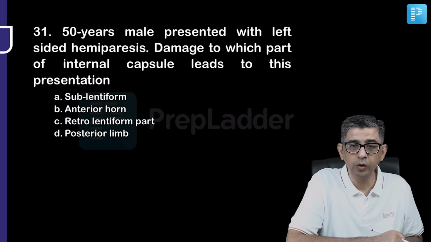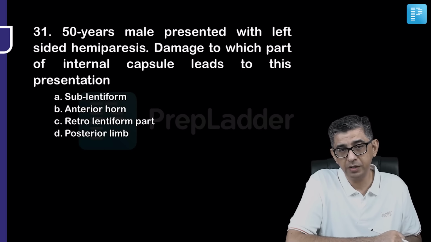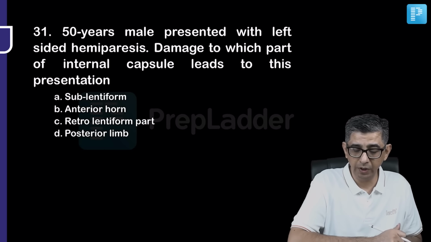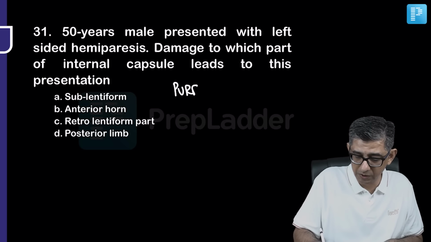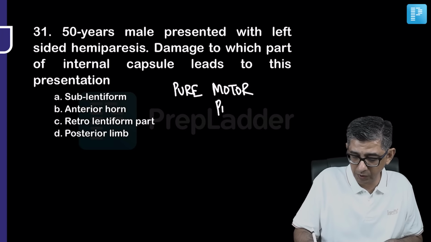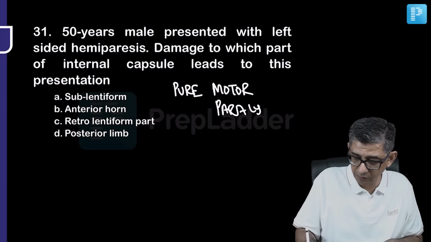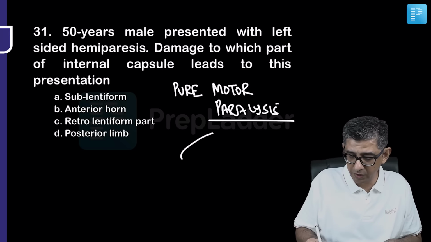Question 31 says a 50-year-old male presented with left-sided hemiparesis, damage to which part of the internal capsule will lead to this presentation. So he's talking about pure motor paralysis. Whenever we have pure motor paralysis in an individual, it means that the internal capsule is involved. Now, what is going to be involved in the internal capsule?